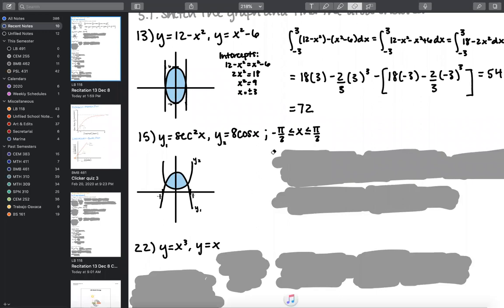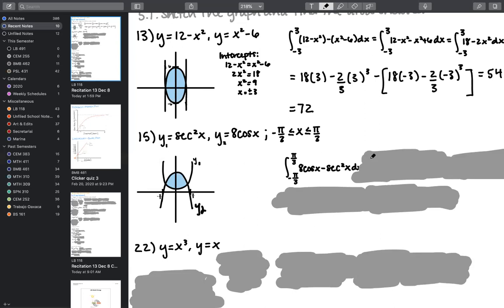So since I've labeled this top function here y1, it's going to be, oh wait, no. So in last recitation, I had to make this correction as well. So this should, what did I have that as, y2? That should be y1, and this should be y2.